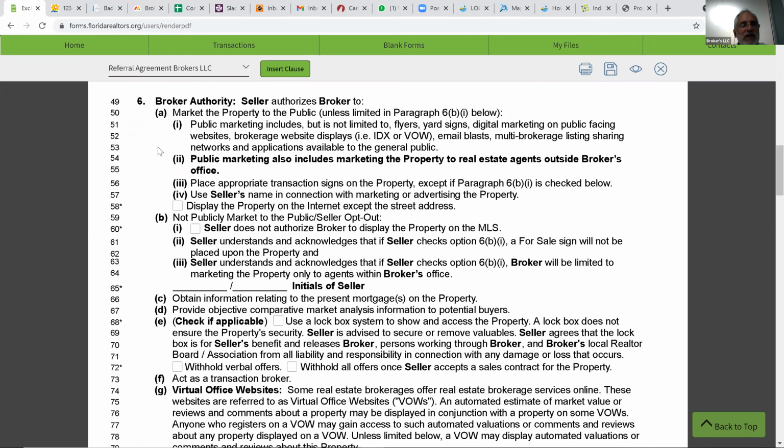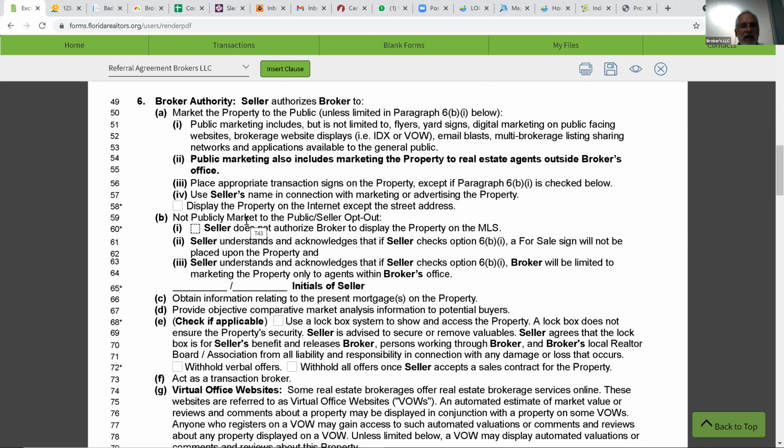If they choose 6B, that means that the seller does not authorize the broker to display the property on the MLS. What happens when you take a listing that you don't have the authorization to display on the MLS? You have to use your own system to advertise the property, but you cannot put it on the MLS. No seller right now will tell you that they don't want the property to be on the MLS because it's not easy to sell the property. This is what they call out there the pocket listing.